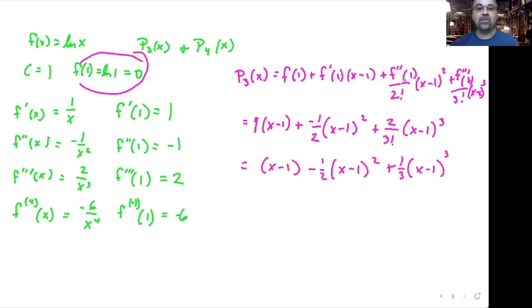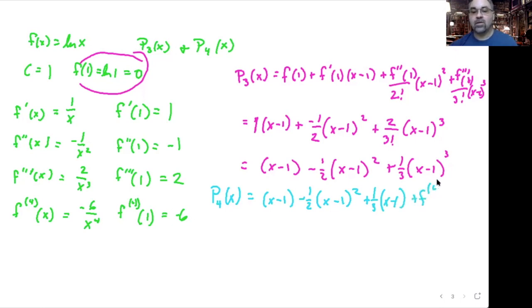Okay, and for P4, let's get a different color of pen here. Let's go blue. So P4 of x, I'm just going to take that P3 and I'm just going to add on the last term that I know, which is the fourth derivative at 1 over 4 factorial times (x minus 1) to the fourth. Now the fourth derivative is negative 6. And remember, 4 factorial is 4 times 3 times 2 times 1. Well, that's 24. And so you get negative 6 over 24, you get negative 1/4.